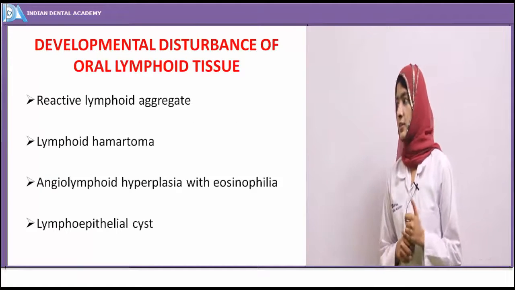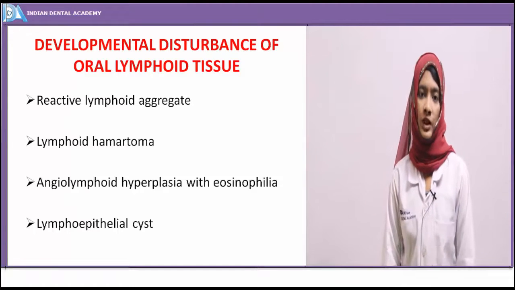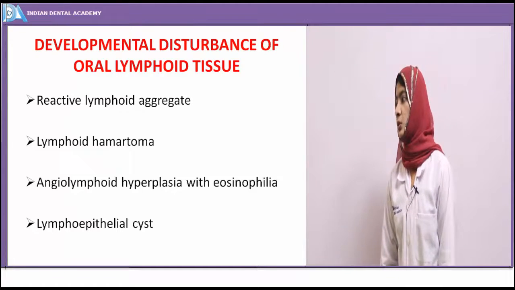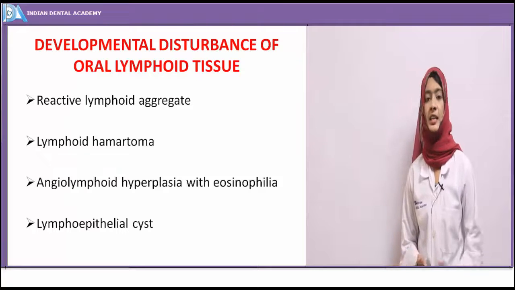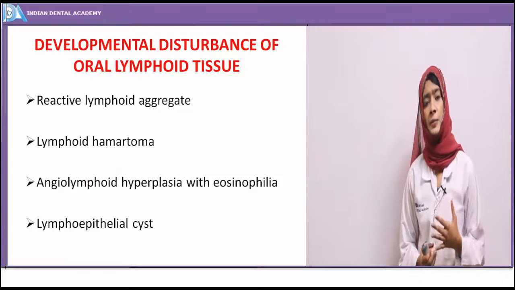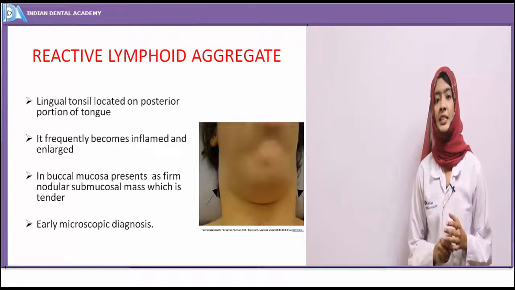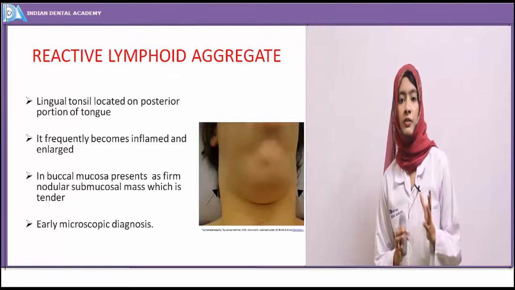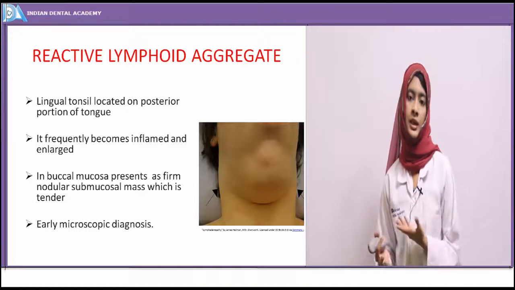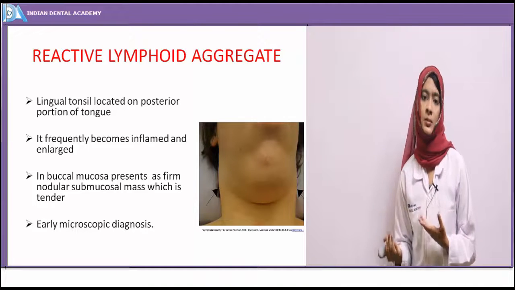So now we go to developmental disturbances of oral lymphoid tissue: reactive lymphoid aggregate, lymphoid hamartoma, angiolymphoid hyperplasia with eosinophilia, and lymphoepithelial cyst. First, the reactive lymphoid aggregate or lymphoid hyperplasia. Hyperplasia is nothing but an increase in size of the cells and an increase in number of cells.